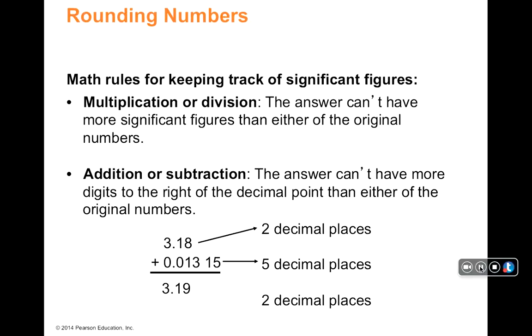So if you look at 3.18, there's 2 to the right of the decimal. In 0.01315, there's 5. The lesser of that is 2, so you report your answer with 2 digits to the right of the decimal. This is different than multiplication or division. You're focusing on how many digits are to the right of the decimal place, and then using that rule to figure out how many digits to the right of the decimal in your answer.